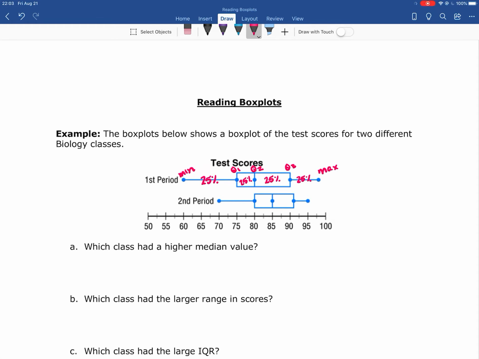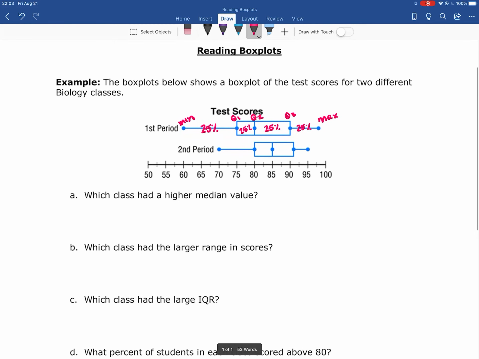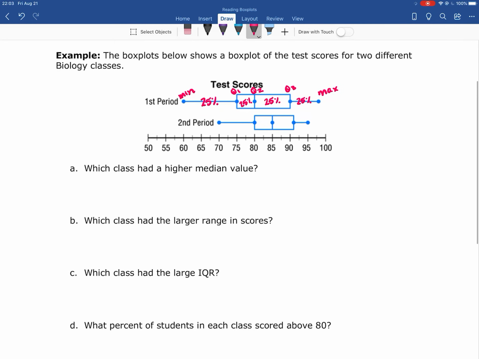Okay, so that's one thing that we can look at when we're looking at a box plot, is remembering that Q1, Q2, and Q3 split our data set into 4 equally sized sections. So when we're looking at a box plot, the 2 whiskers and the 2 sections in the box are 25% of the data.